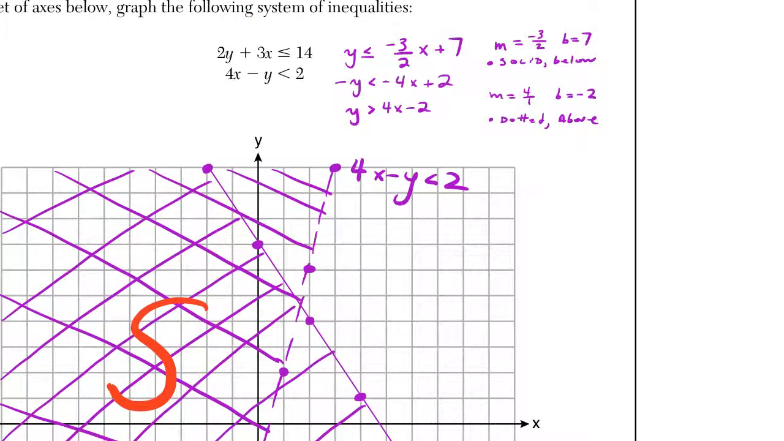Getting y by itself up top, I'm going to subtract 3x from both sides and then divide by 2. I ultimately get negative 3/2 x plus 7, because remember the 14 got divided by 2. I like to write down 4 things as my work: slope, m, our y-intercept, 7. It's a solid line because of the equal to part, and it's below. This is a less than or equal to sign, so we shade below.